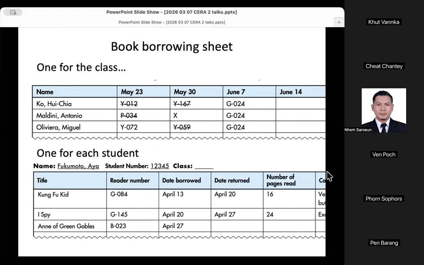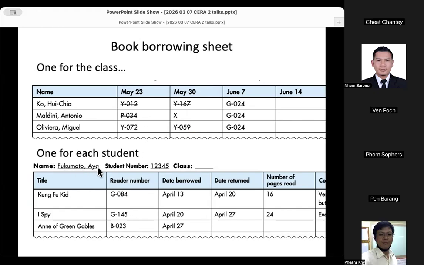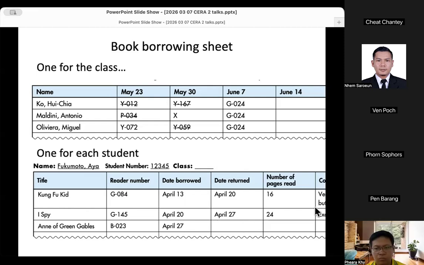The other one is you can have one piece of paper per student. This is Aya's class, Aya's reading. So here she writes down the books that she's read, what the book number was, when she borrowed it, and so on and so on. Yeah. So these are different things.